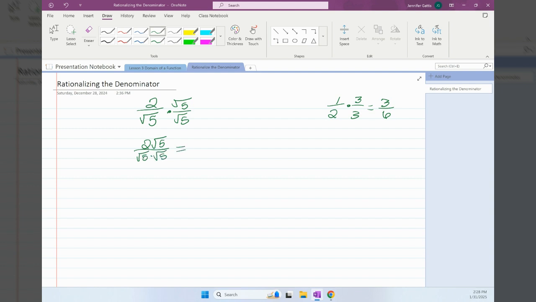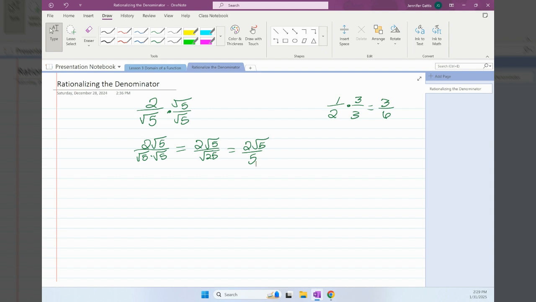And the square root of 5 times the square root of 5, well, that is the same as the square root of 25. And the square root of 25 is a rational number. That is 5. So you see, we used the technique of rationalizing the denominator to turn the denominator into a rational number.